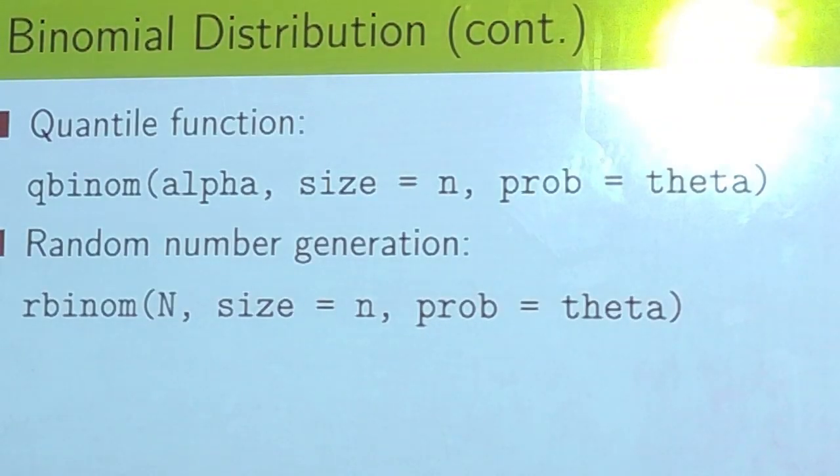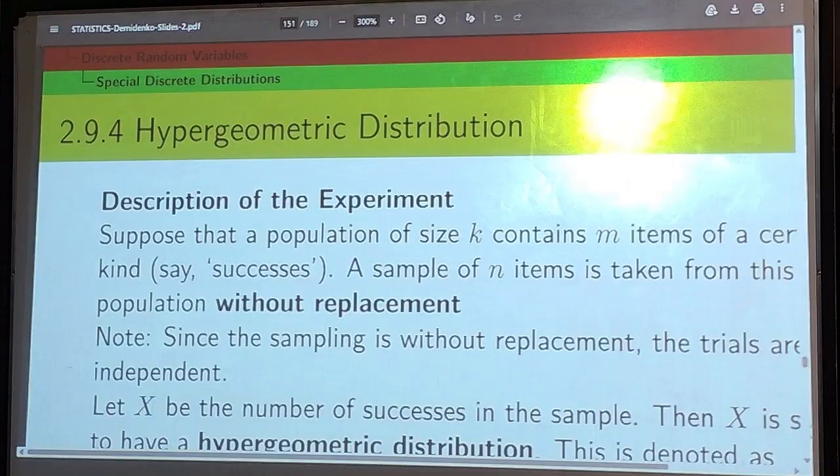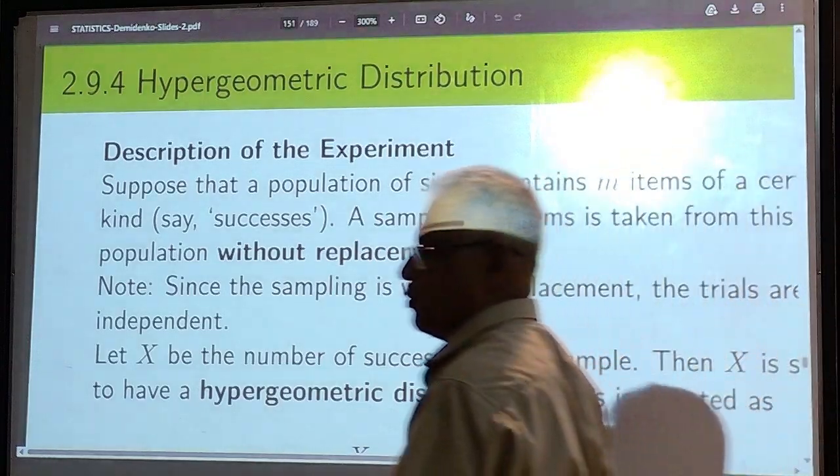Right. So binomial distribution for the moment, that is enough. Let's look at the next model, hypergeometric distribution.